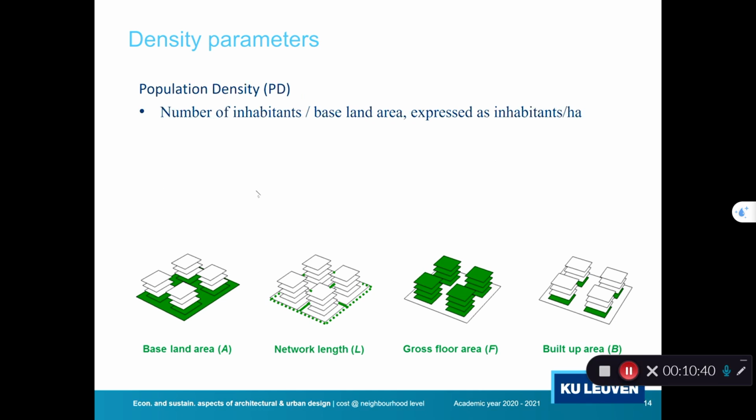The last density indicator is the population density. It's the number of inhabitants divided by the base land area, and it's expressed as inhabitants per hectare. It's a bit the same as dividing the gross floor area by the baseland area, but it is a differentiation in the sense that if the square meters of floor per person is different, then it might lead to a different number if we compare two neighborhoods.